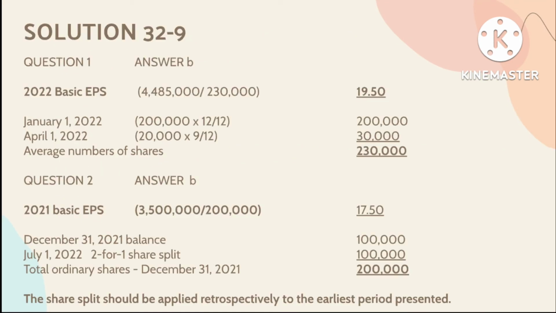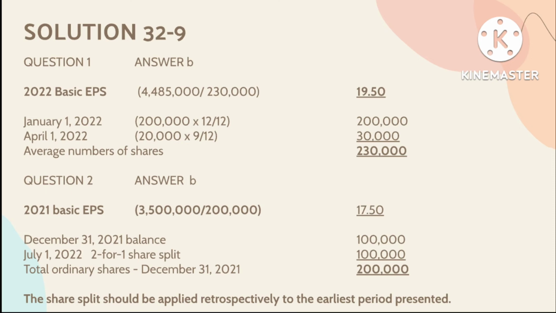The solution for question number 1 of 32-9: the 2022 basic earnings per share is equal to net income divided by the average number of shares. The net income is 485,000 divided by 230,000 is equal to 1950.